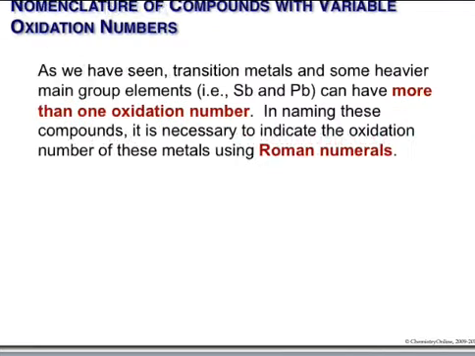All right, how do we put this in a name? Well, we're going to use Roman numerals. Now, don't worry, you don't need to know what 50 and 100 is and stuff like that. All we're going to do is figure out what the charge or oxidation number is. We're going to stick it immediately after our cation, uppercase, in parentheses, in Roman numerals.